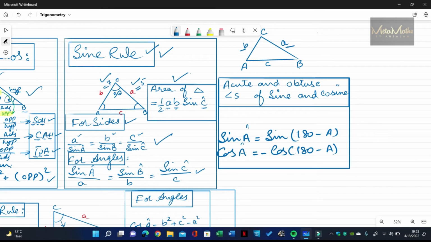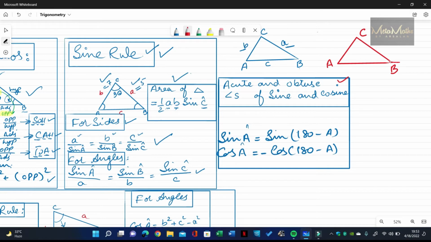Okay, so now I'm going to tell you about the relation between acute and obtuse angles of sine and cosine, right? First of all we need to understand what are acute and obtuse angles. Suppose we have a triangle like that. I'm making a new triangle for you. The vertices are again A, B and C.